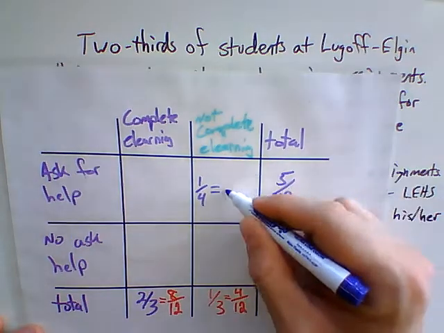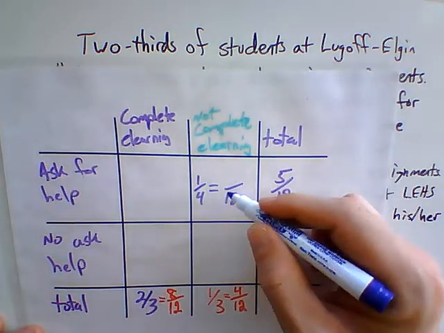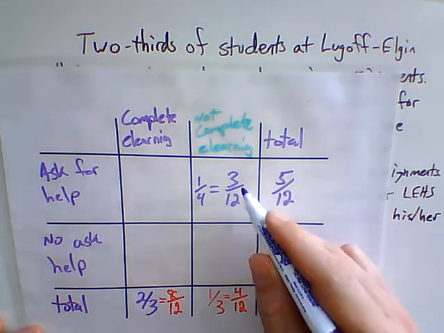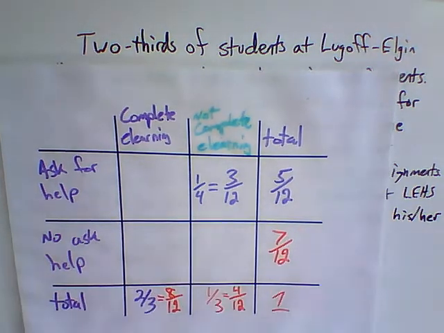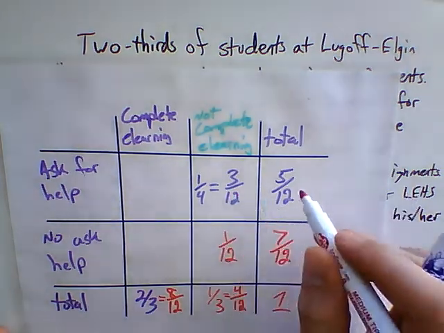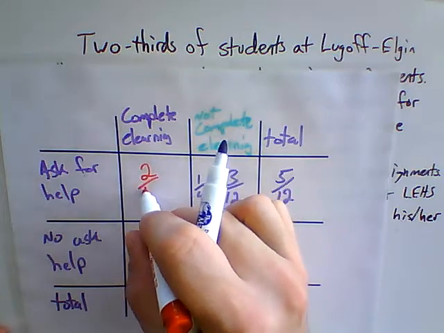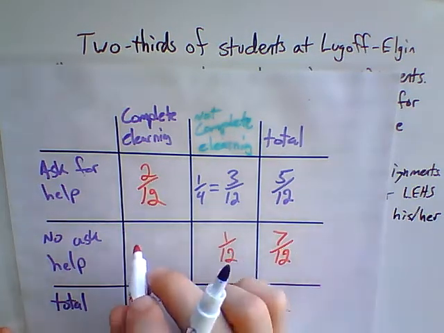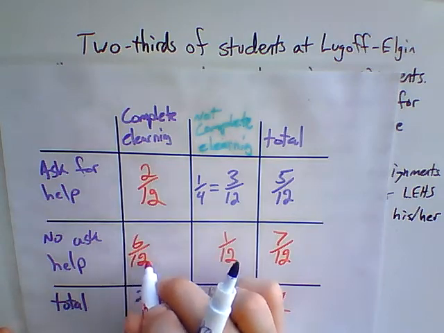By the way, common denominators again. Times 3. That's going to be 3 out of 12. Right? 3 out of 12, 4 out of 12. That must mean that this is 1 out of 12. 3 out of 12, 5 out of 12. That must be 2 out of 12. 7 out of 12, 1 out of 12. That must be 6 out of 12.